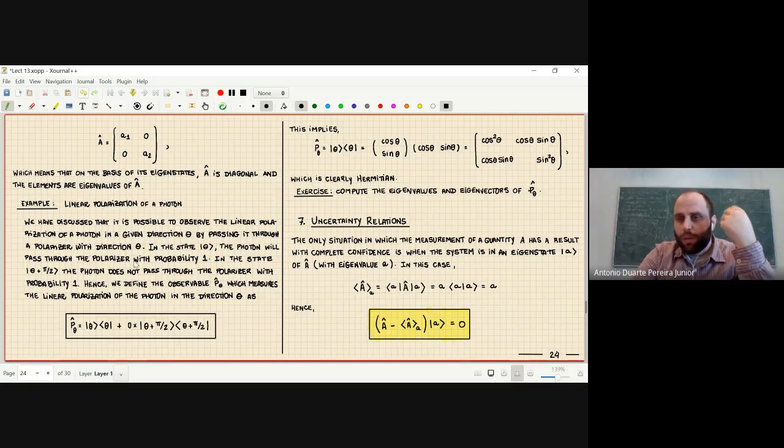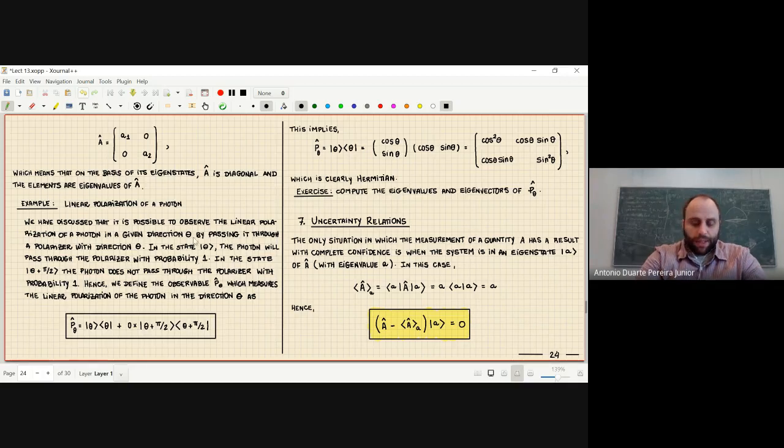So how does this help us? Well, if you have a photon that is prepared in a state of polarization theta, and you have a polarizer in the direction of theta, you know that if you send photons against this polarizer, all photons will cross it. Okay? So you're going to detect photons on the other side of the polarizer with 100% confidence. So we say that the probability of seeing a photon on the other side of the polarizer is 1.